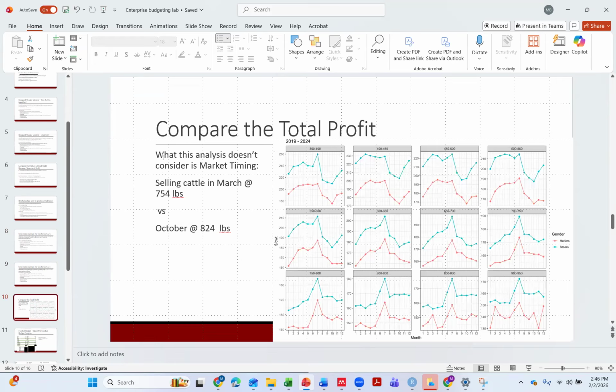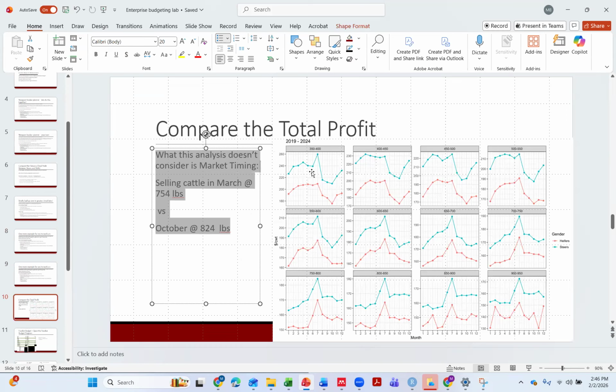So the other thing that this scenario does not consider is market timing. So market timing is a very important thing. So this tells you here on the x-axis we have months. So January is month 1, December is month 12. Red lines are heifers, blue lines are steers. Each panel is a 50-pound increment, and then these are the average price per hundredweight for these weight increments from 2019 to 2024.